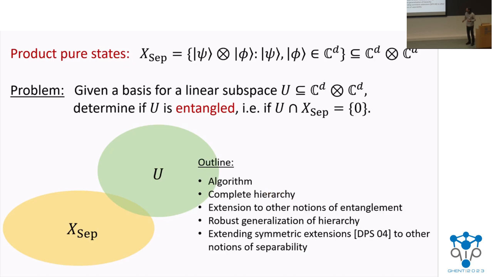So today I'll be describing a classical algorithm for solving this problem. It'll just be a one-sided algorithm, so it can just certify that a subspace is entangled. But we'll extend this to a complete hierarchy, which really solves this full decision problem. I'll show you an extension to certifying other notions of entanglement in a subspace, and then present a robust generalization, which I'll use to extend the symmetric extensions hierarchy of DPS for determining separability of a mixed state to determining other notions of separability.